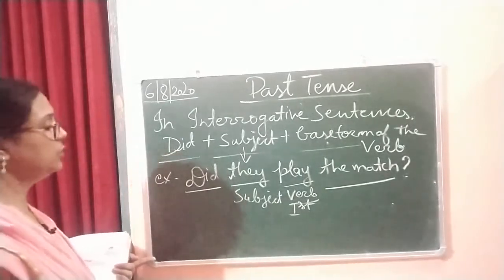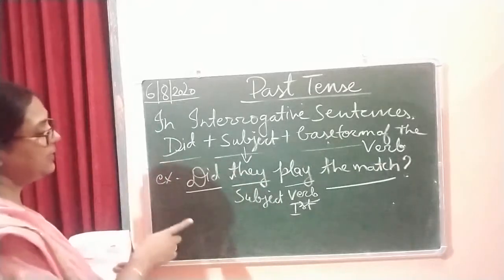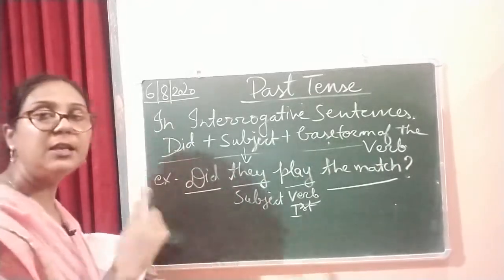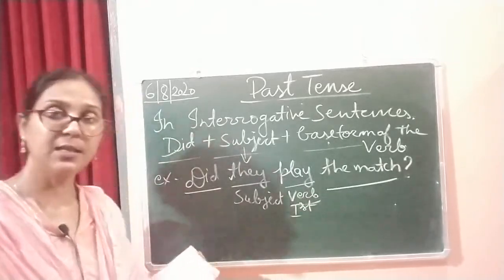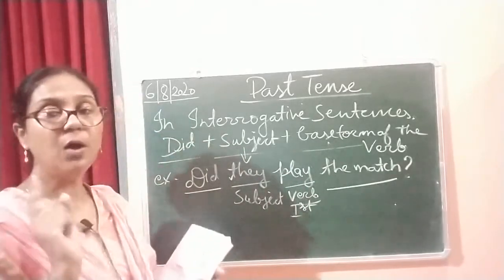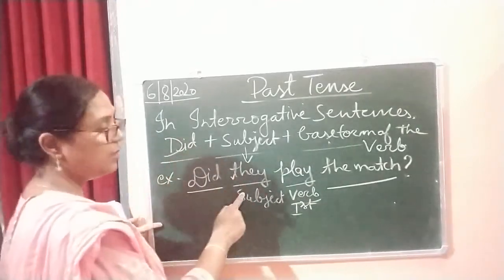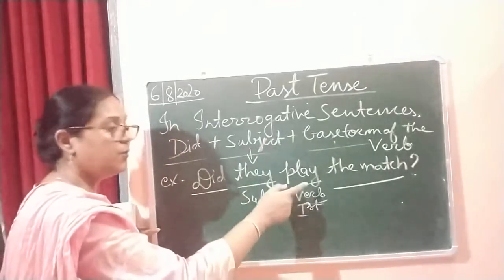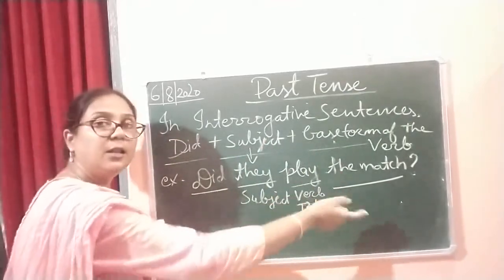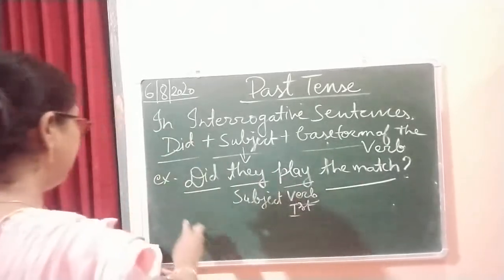And then other words. So this way we have to learn that always in interrogative sentences, when we are going to make them in past tense, we should always remember did will come first, then subject, then first form, or you can say base form of the verb, and then other words. Now I am going to write the next example.